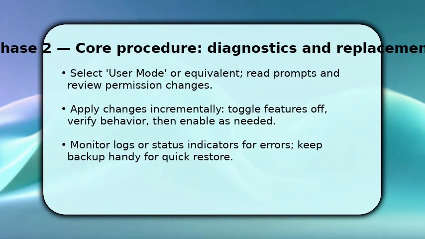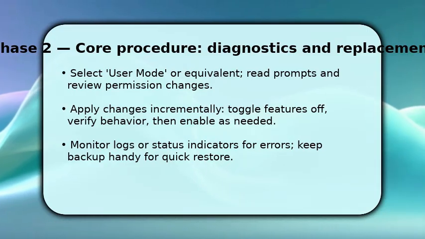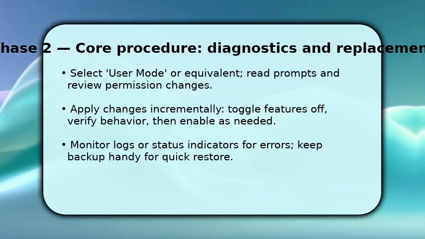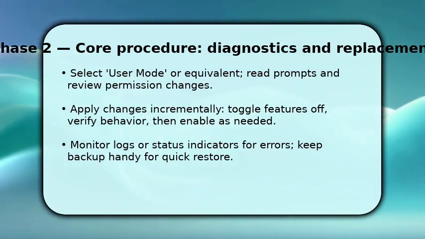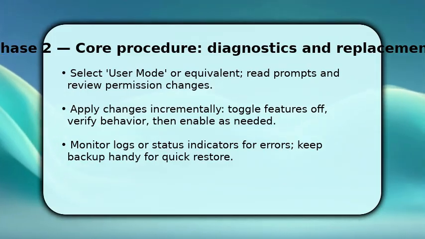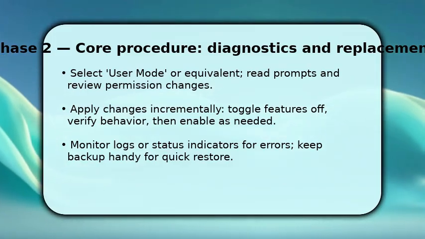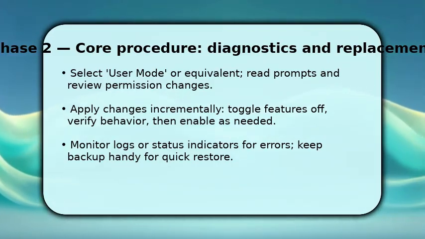You now select user mode and read every prompt, because permissions often change and you need to know what you grant. Once selected, apply changes incrementally. Toggle non-critical features off first, verify behavior, then enable necessary features one by one. Make sure to monitor logs and status indicators in real time. That helps you catch permission or service conflicts early. If a component fails, you can revert the single change rather than the whole system, which saves time.